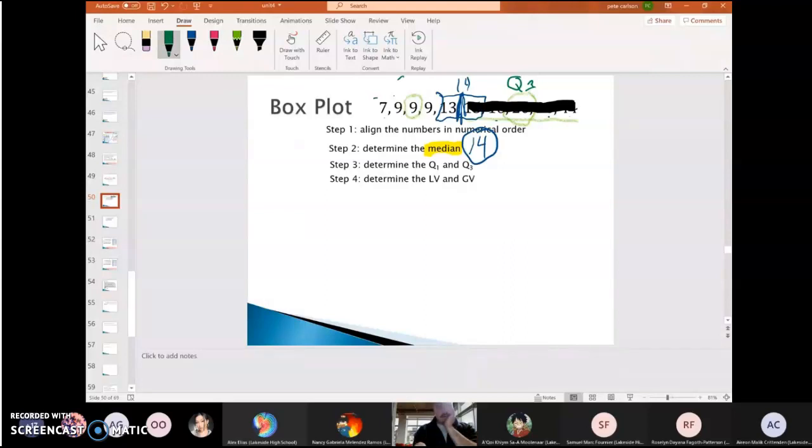So that's going to be my lower quartile. Okay. That's pretty much the hardest part. Now, the LV and GV, that's easy. LV stands for your lowest value, so my lowest value is 7. GV would be my highest value, which is 44.